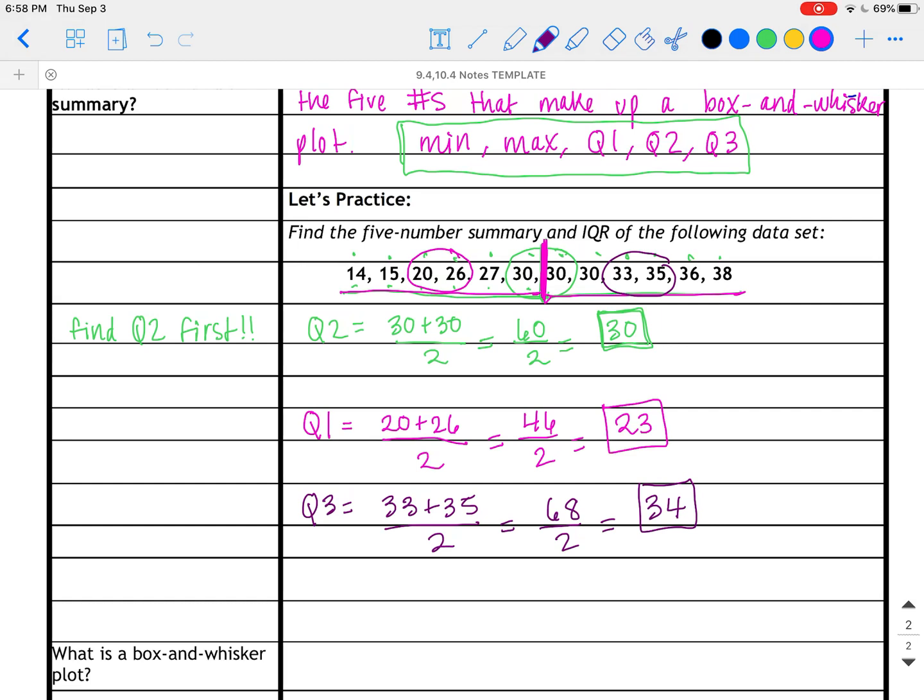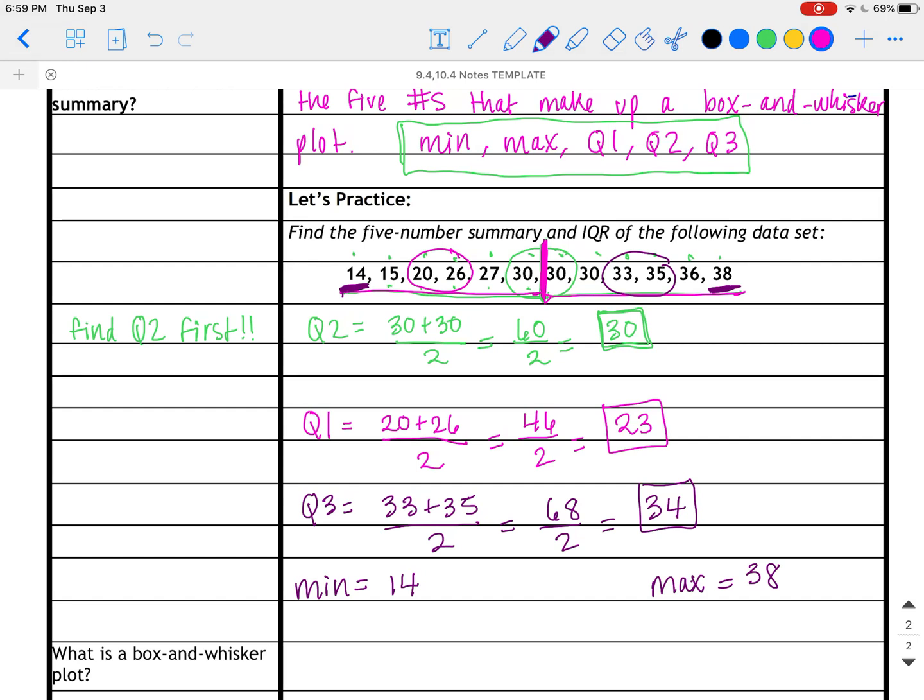All right, so now that we have Q1, Q2, and Q3, we need to find our minimum and our maximum as well. So let's go ahead and do that. We can find the value to the most left, which is our minimum. So our minimum is 14, super simple. And we find our value to the most right only when they're in order. That's our maximum, and that is 38.